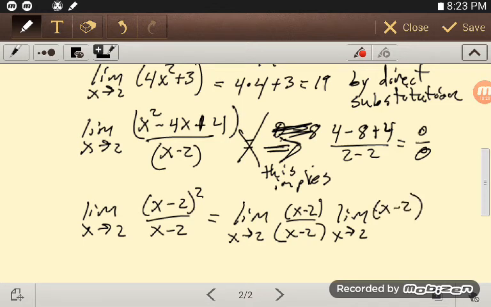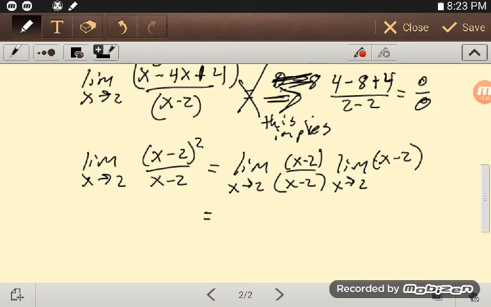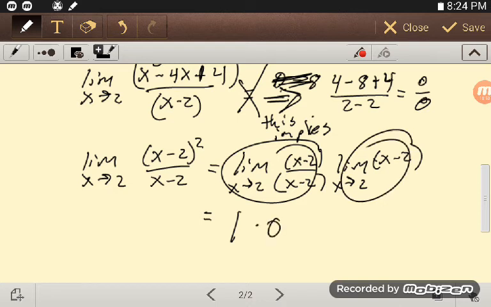Now, this first one here, well, that's obviously 1, because whatever I put in for x other than 2, I get the same thing on top as I get on the bottom, that's 1. So that's 1. And then this part, well, x going to 2, I can do direct substitution here, and that one is obviously 0, and so I get 0. So here's a case where 0 over 0 is 0.